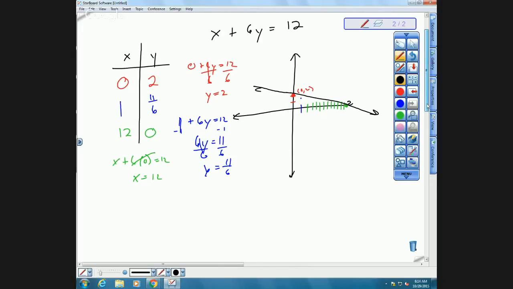So the table of values, you just pick random points and plug them in and then get the other number. So you pick numbers for x and it gives you a y, or you can pick a number for y and it will give you an x.